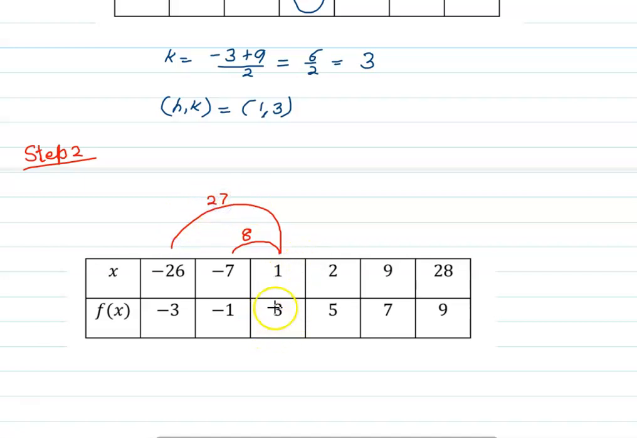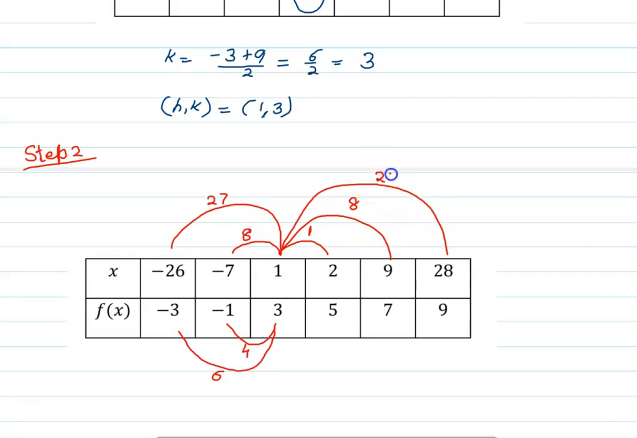Let us find their corresponding y differences as well. From 3 to -1 there is a difference of 4. From 1 to 2 there is a difference of 1. From 1 to 9 it's 8. From 1 to 28, there is a difference of 27. From 3 to 5, there is a difference of 2. From 3 to 7, there is a difference of 4. From 3 to 9, there is a difference of 6.